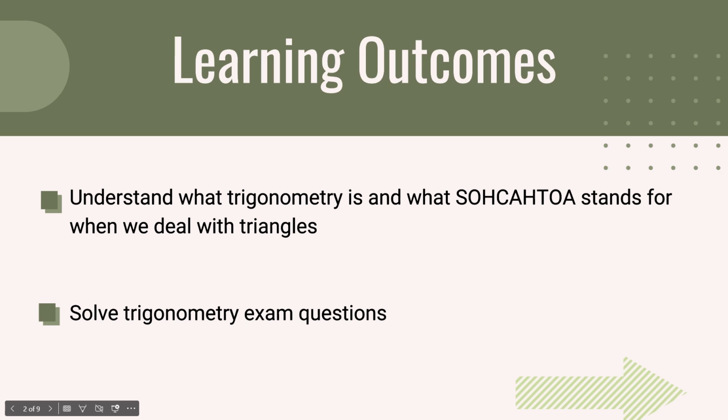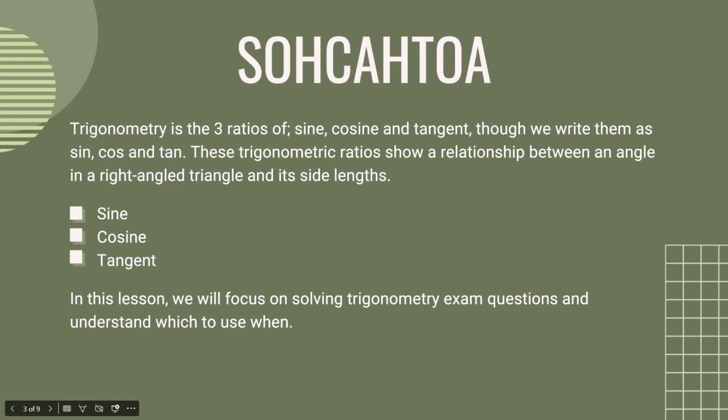Our learning outcomes for today are to understand what trigonometry is, what SOHCAHTOA stands for when we deal with triangles, and to solve trigonometry exam questions. So, what is SOHCAHTOA and trigonometry? Trigonometry is the three ratios of sine, cosine, and tangent. We write them as sin, cos, and tan. These trigonometric ratios show the relationship between an angle in a right-angled triangle and its sides. In this lesson, we will focus on solving trigonometry exam questions and understand which to use when.